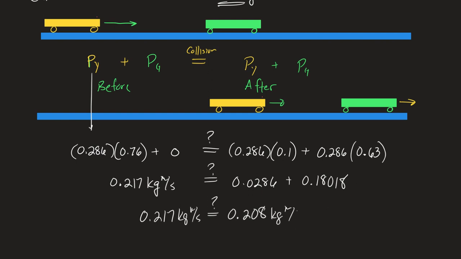Now, not equal. However, are they close? If this were a lab and I wanted to figure out how close they are, there are ways to do that. Do you guys know different ways to measure how close two things are or how far apart they are?